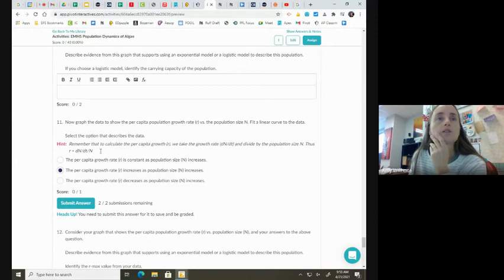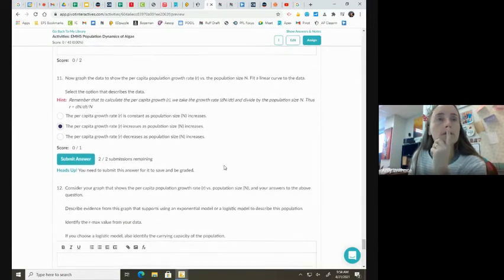I didn't read it. So remember that to calculate per capita growth, we need to take the growth rate and divide by the population size. So that's how you would do that. Okay. I mean, that's okay. We can do that.